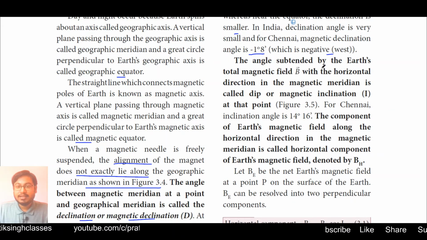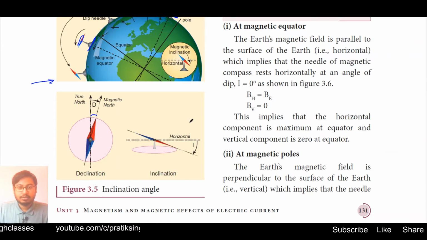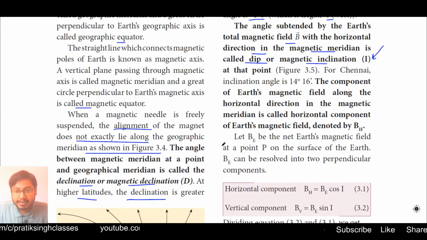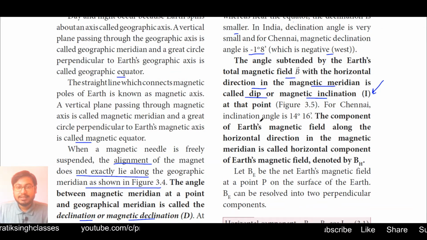The angle subtended by Earth's total magnetic field with the horizontal direction in the magnetic meridian is called dip or magnetic inclination, denoted by capital I, at that point. As you can see here, Earth's total magnetic field and the angle made by it with the horizontal is called dip, denoted by I. For Chennai the inclination angle is 14 degrees 16 minutes.